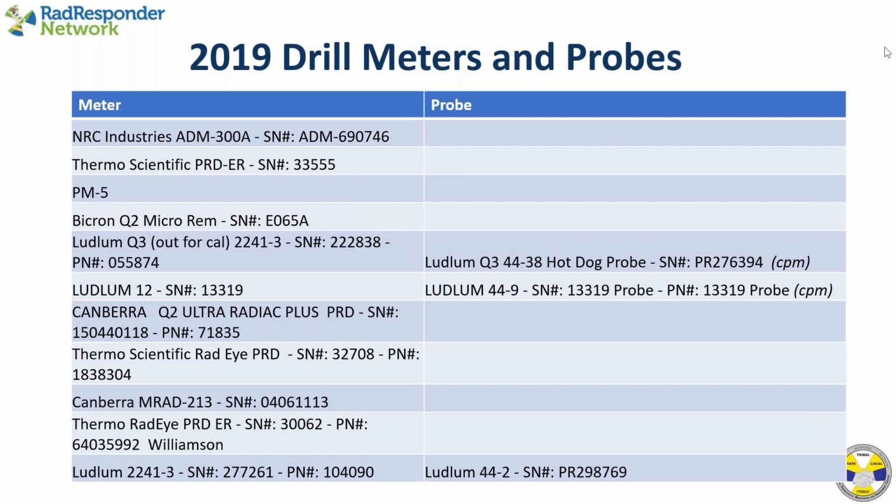I believe, yeah, the 44-9 is a pancake probe from Ludlum. The Canberra Q2 Ultra Radiac, Thermo Scientific Radeye, Canberra Mini Rad 213, Thermo Radeye, and then following up again with the 2241 with the 44-2 Ludlum probe.